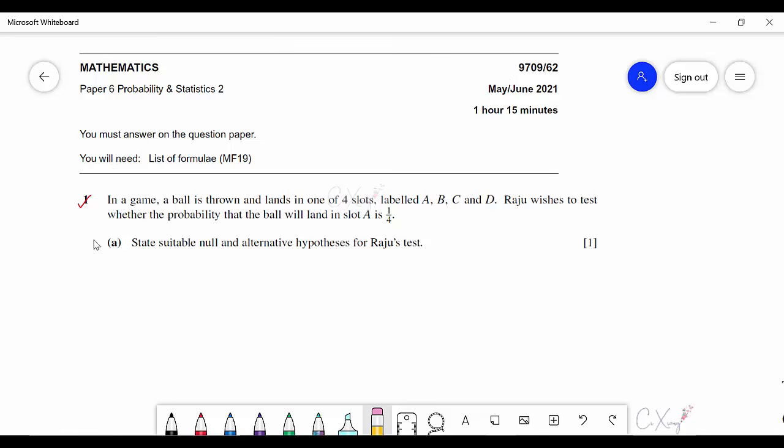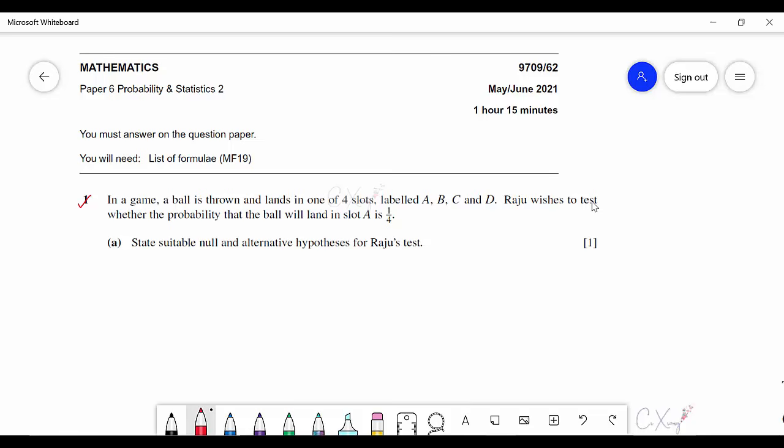For the first question, they tell us that in a game a ball is thrown and lands in one of four slots. So we have four slots here labeled A, B, C, D. Then Raju wished to test whether the probability that the ball will land on slot A is 1 over 4. There are a few keywords here.